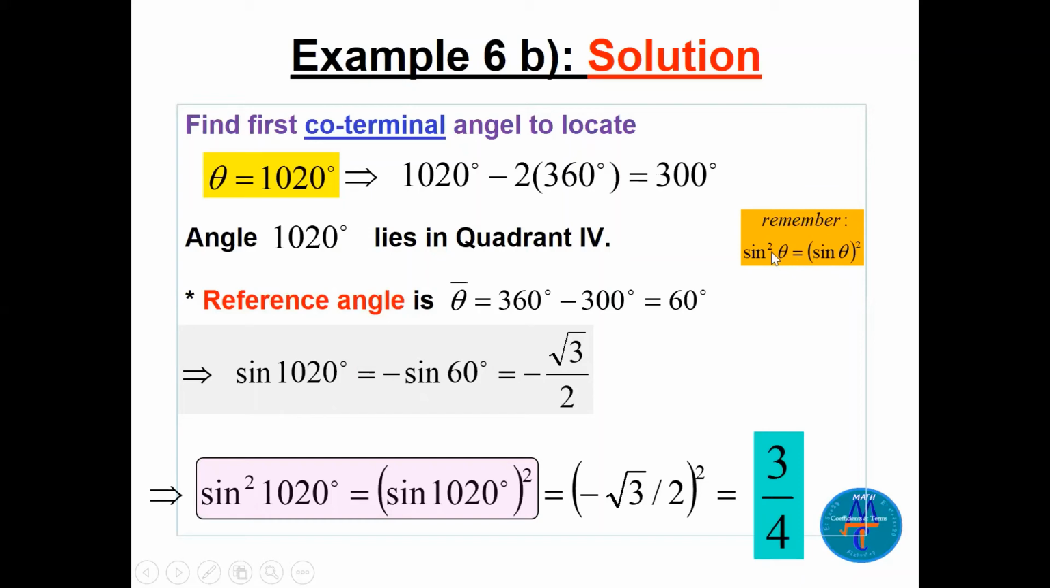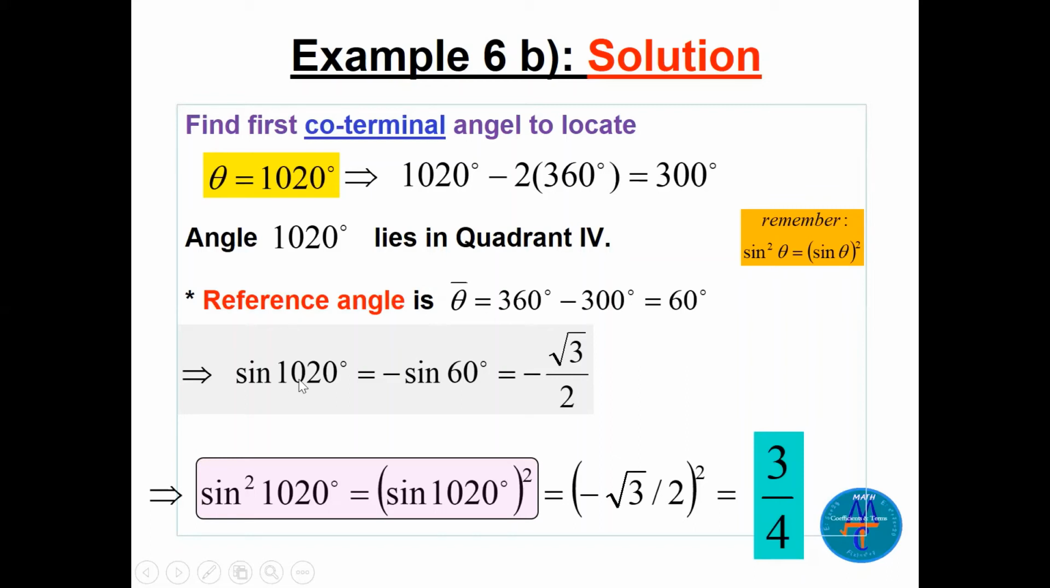This applies to all functions, with squared, cubed, or power 4. So for 1020, we find the reference. We can subtract 2 complete cycles: 1020 minus 720 is 300. 300 lies in quadrant 4, so the reference is 360 minus 300, which is 60. The sign of sine 1020 is minus in quadrant 4, so it is minus sine 60, the reference, which is minus square root of 3 over 2.